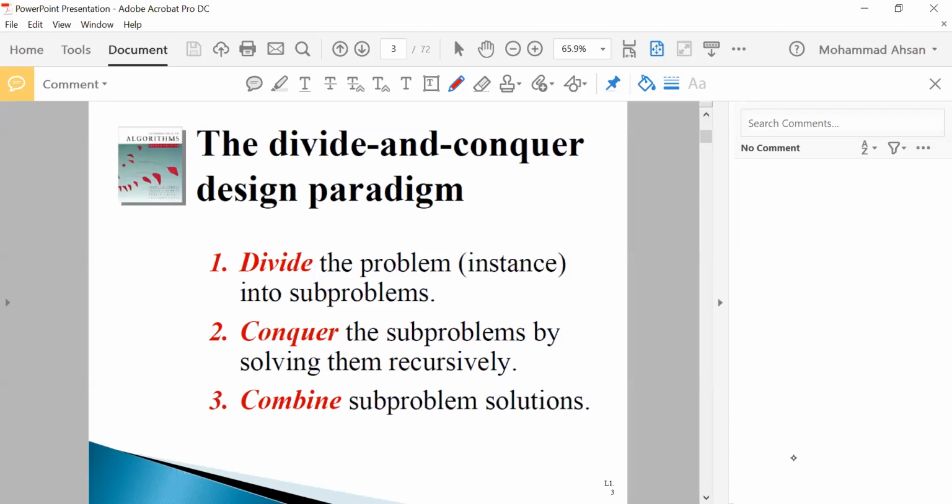Sometimes in case of quick sort, we do some extra work when we are dividing, so there's no work to be done when you combine. In case of merge sort, we just divide till we get to the base case, and then when we combine, we have to do some extra work.